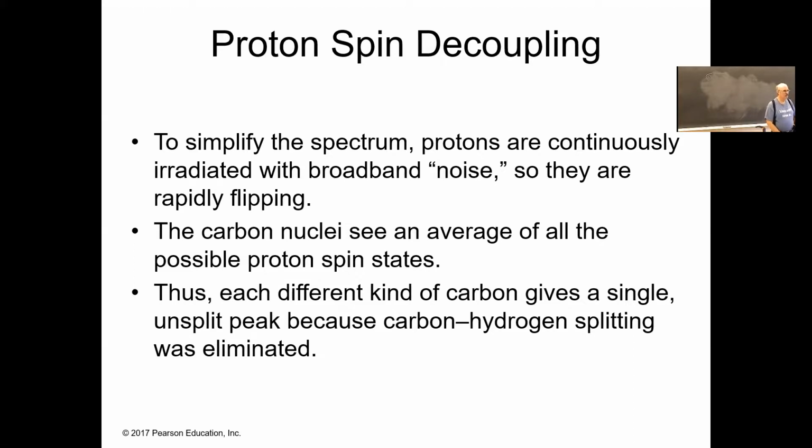One way to simplify that is to use decoupling techniques. To simplify the spectrum, protons are continuously irradiated with broadband noise, so they are rapidly flipping. The carbon nuclei see an average of all the possible spin states. Thus, each different kind of carbon gives a single unsplit peak because the carbon-hydrogen splitting was eliminated. And that's what we saw in the spectrum that we just looked at.